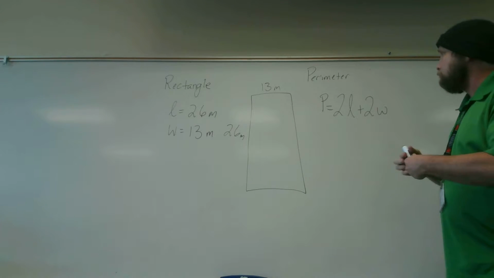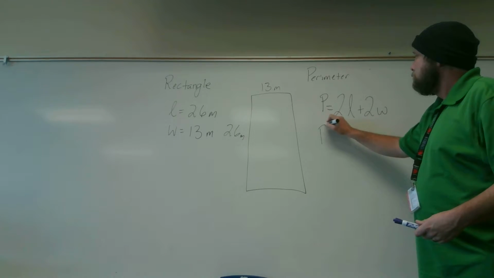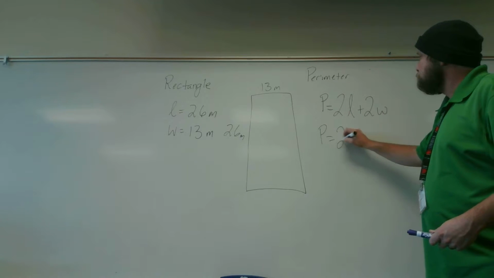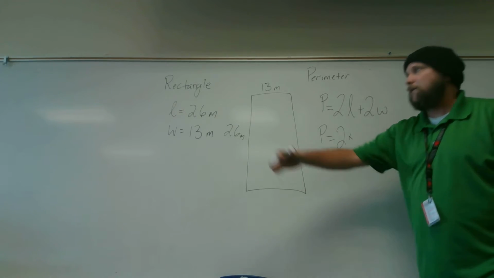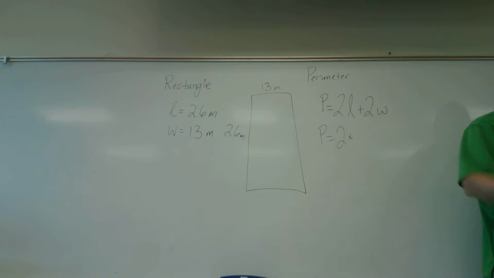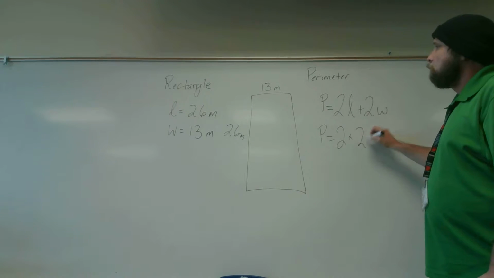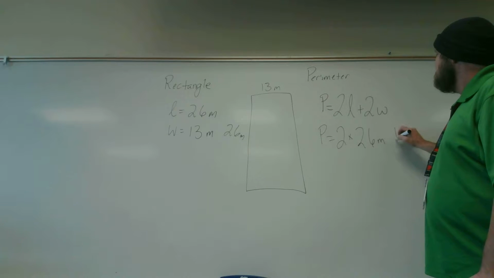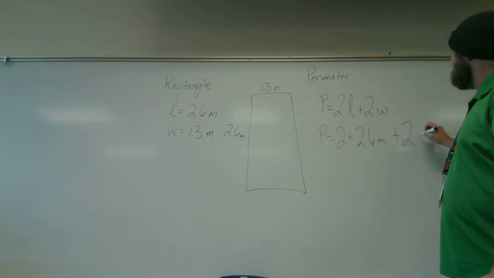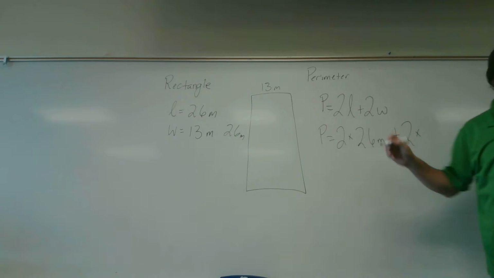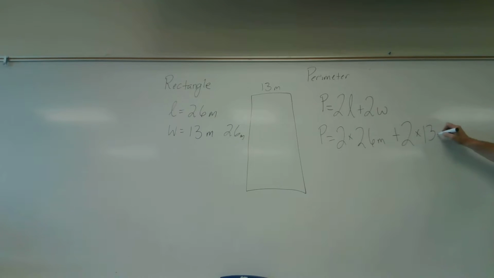So, for example, in this one, perimeter equals 2 times, we find the length. The length is usually going to be the longest side. So 2 times 26 meters plus 2 times the width, which is 13 meters.